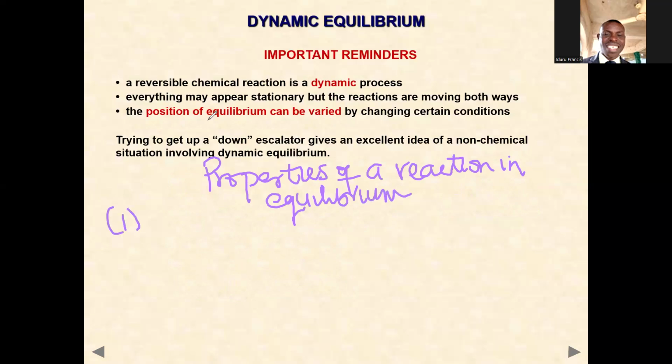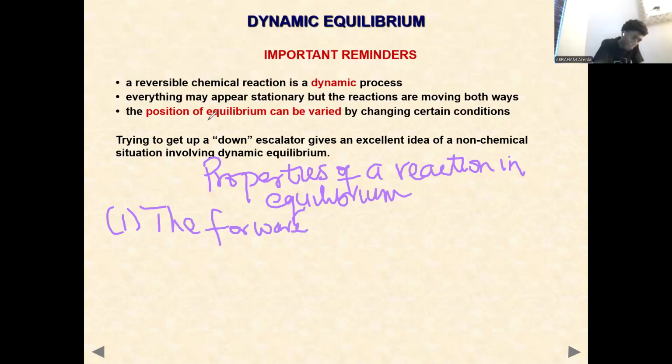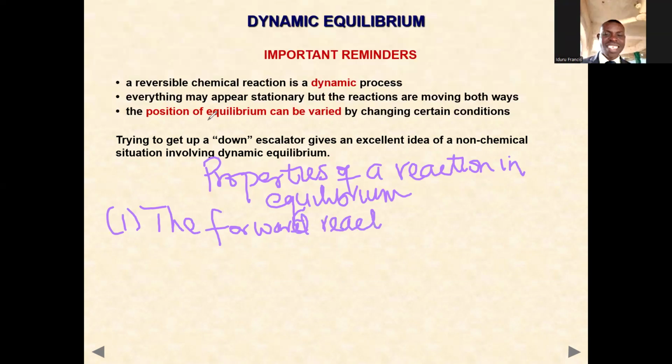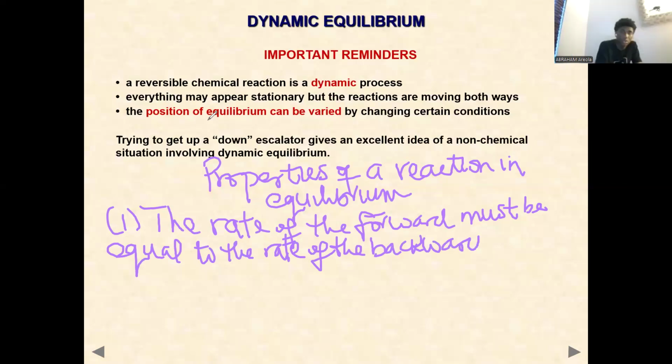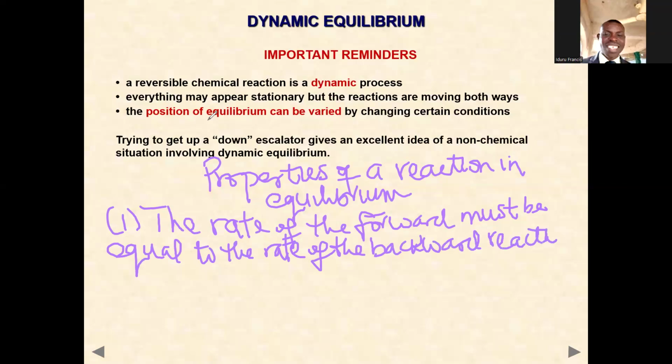Number one, that is mandatory for your exam, is that the rate of the forward reaction must be equal to the rate of the backward reaction. That is the first property of a system at equilibrium.